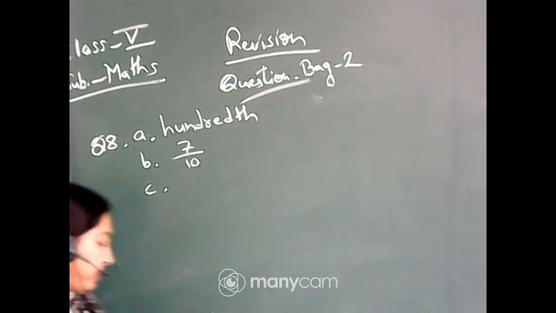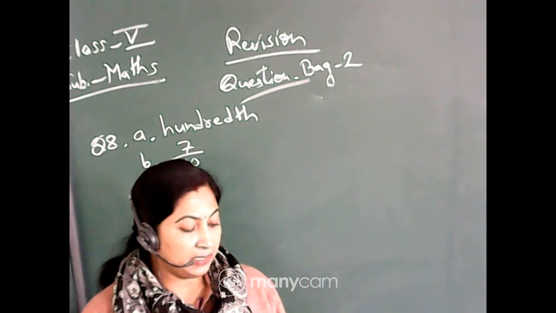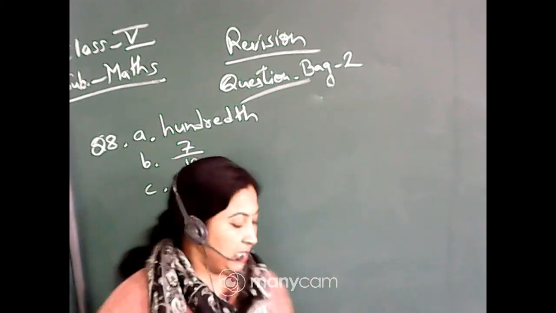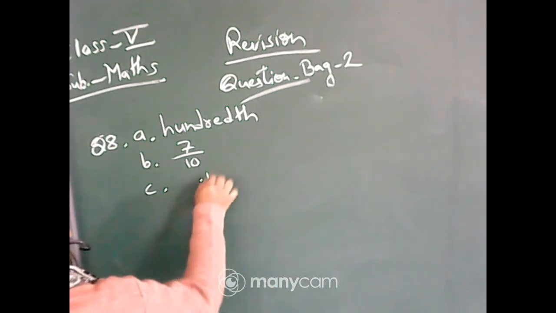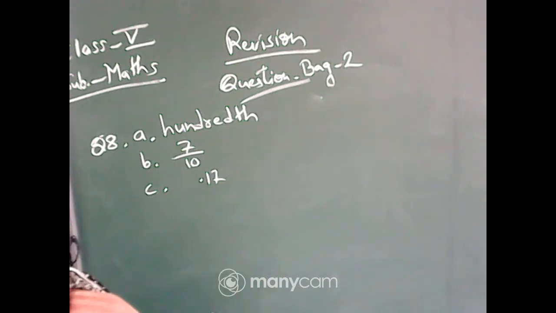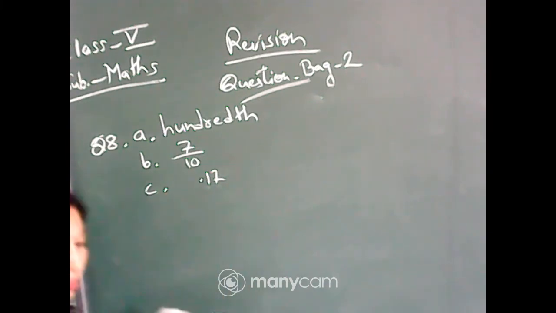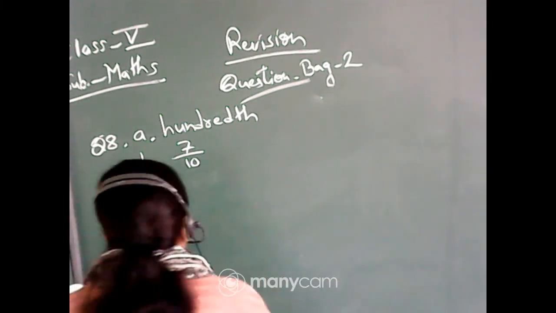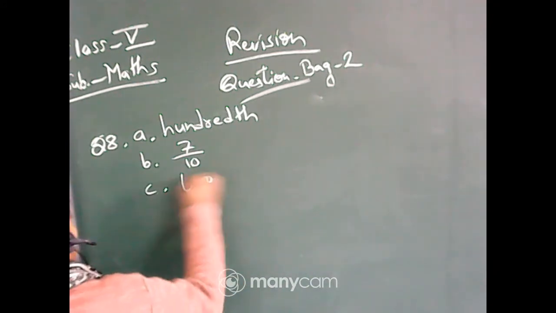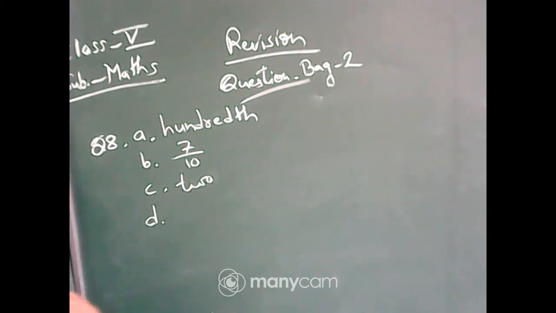Then when 17 by 100 is written as a decimal number, it has dash decimal places. 17 by 100, that means it is 0.17, isn't it? So how many decimal places? It has 2. So the answer will be 2 decimal places.